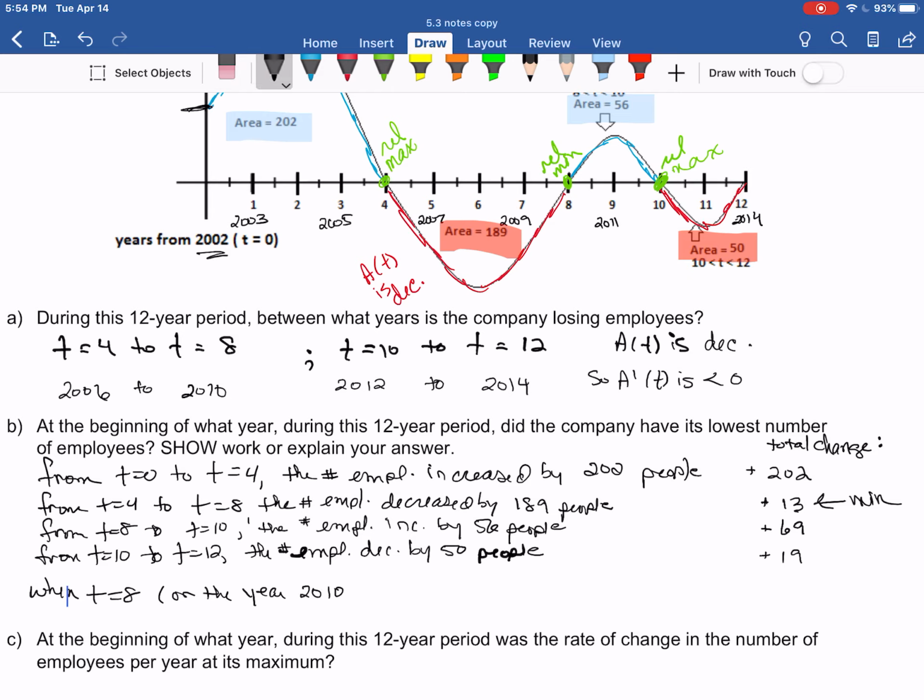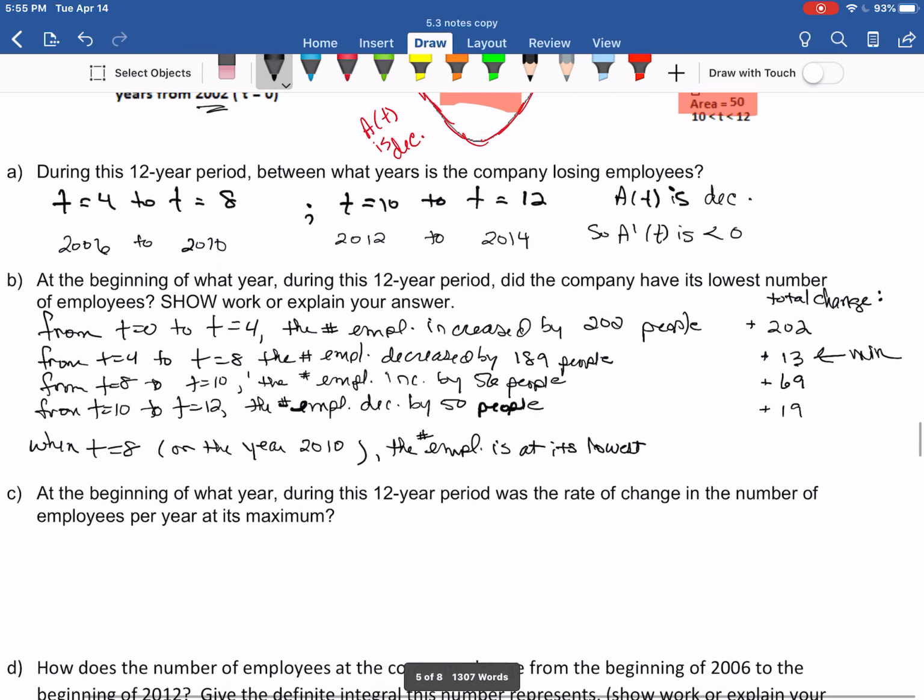2010. There. In the year 2010, at the start of the year 2010, the number of employees is at its lowest. Okay, and when we're talking, we're not considering the entire history of the company. We're just talking about the time frame from 2002 to 2014. Within that time span, at the beginning of the year 2010, which is where T equals 8 picks up, the number of employees is at the lowest.